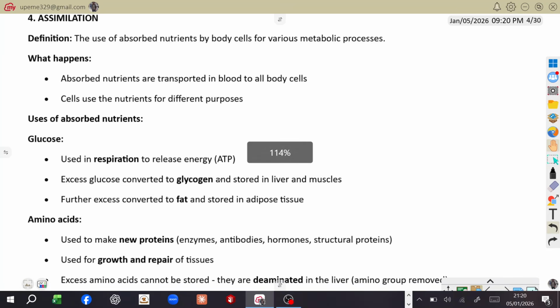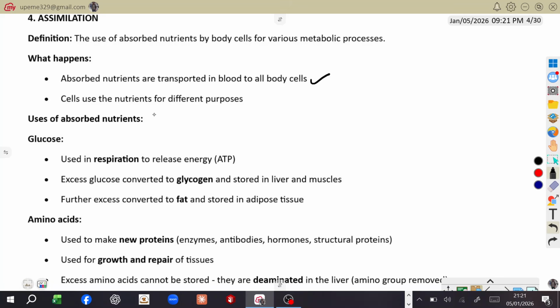All right. Now, what happens in assimilation? Here we are saying that absorbed nutrients are transported in the blood to all body cells. So when we eat food and it is digested, it enters the blood and is then transported to body cells.